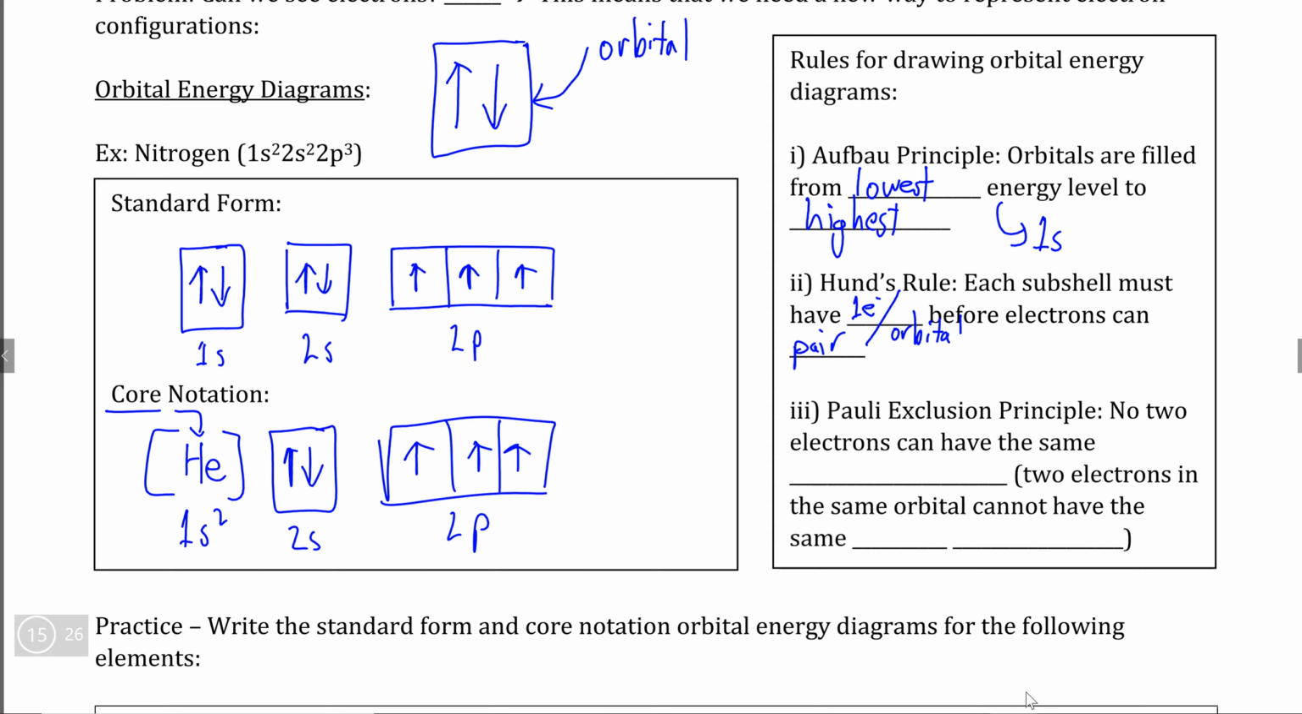Number 3 is the Pauli exclusion principle, which states that no two electrons can have the same quantum numbers. In other words, no two electrons can be in the same subshell, in the same orbital, and with the same spin direction. And a more succinct way of putting this that's relevant to us is this rule here that states that two electrons in the same orbital cannot have the same spin direction, because as we established, that doesn't make any sense based on how electrons move.